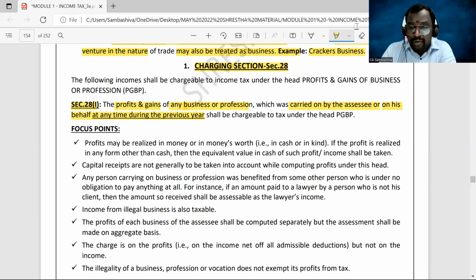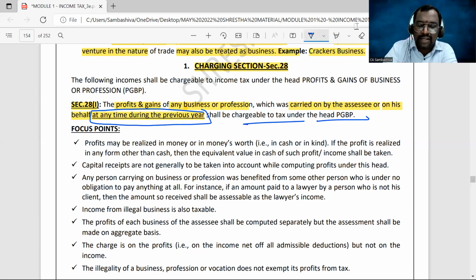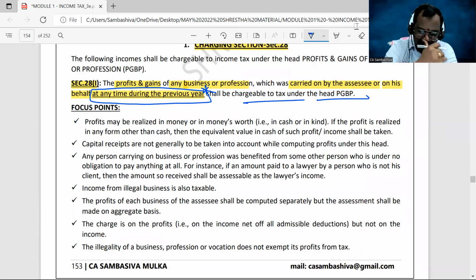At any time during the previous year, this is a very important point, sir. At any time during the previous year shall be chargeable to tax under the head PGBP. The importance of at any time during the previous year, I'll tell you in a few minutes. Now look at the focus points here. Profits may be realized in money or in money's worth. So the profits may be in cash or in kind. Both are taxable.